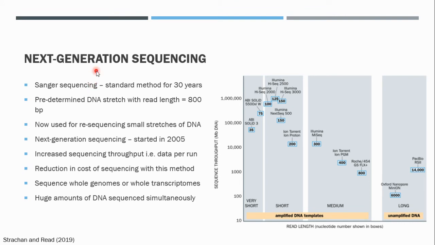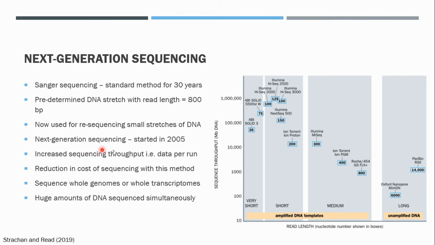Now let's discuss next generation sequencing. Sanger sequencing has been a standard method of DNA sequencing for almost 30 years now. However, in Sanger sequencing, we require a predetermined stretch of DNA, and Sanger sequencing has a maximum read length of approximately 800 base pairs. Today, Sanger sequencing is used for re-sequencing small stretches of DNA.